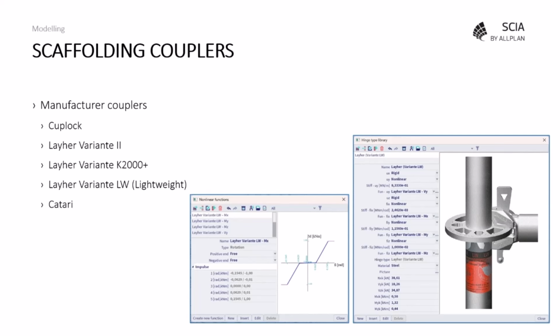And on the left image, you can see some of the nonlinear functions that are automatically linked to one of the boundary conditions, one of the degrees of freedom. These are coming from the documentation, so for example, from the Zulassung of Cuplock and Layher.